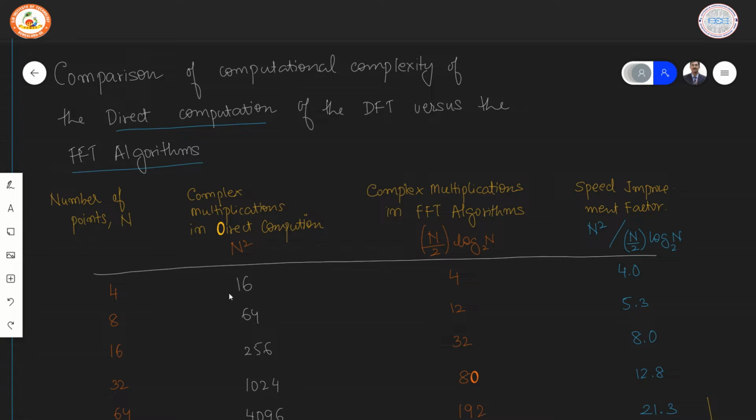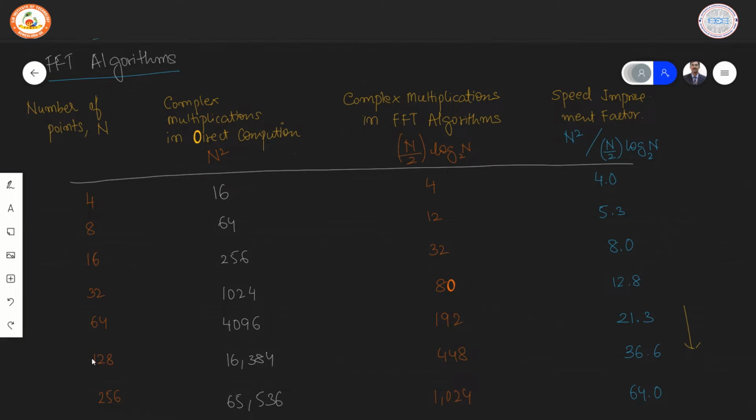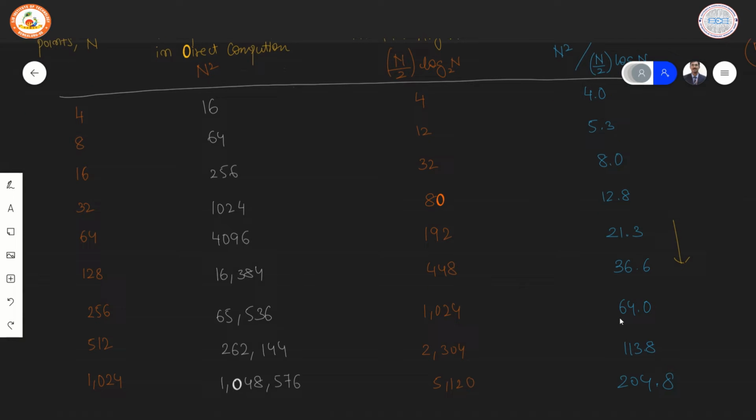Now for the number of points 4, we get the value here as 16, whereas in FFT it will be only 4. Therefore, 16 by 4 is 4. For value 8 it is 64, whereas here it is 12, so it is 5 times better. For 16 it is 256 and 32, so it is 8 times better. As we move down the list, 128 gives you an improvement factor of 36, 256 gives you a 64, 512 gives you 113, and 1024 points, it is more than 200 times better. So this clearly shows the advantage of using the FFT method in comparison to the direct way of calculating the DFT.